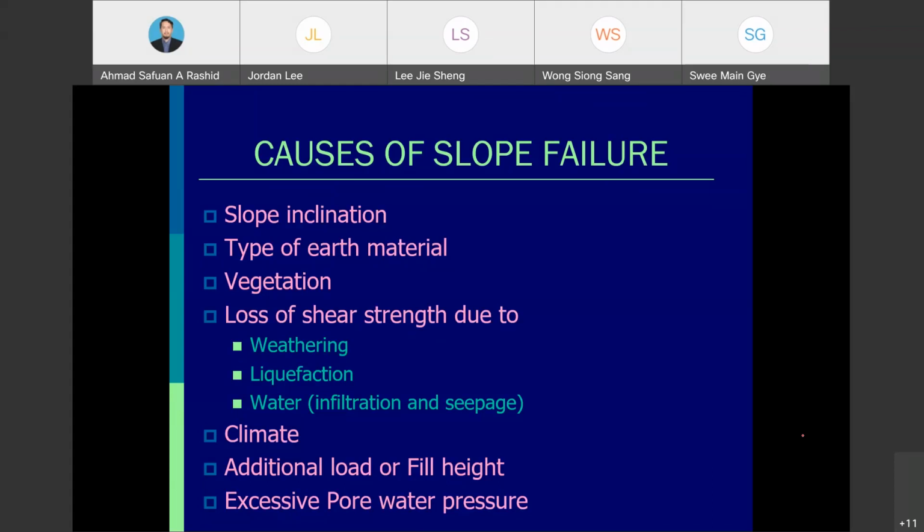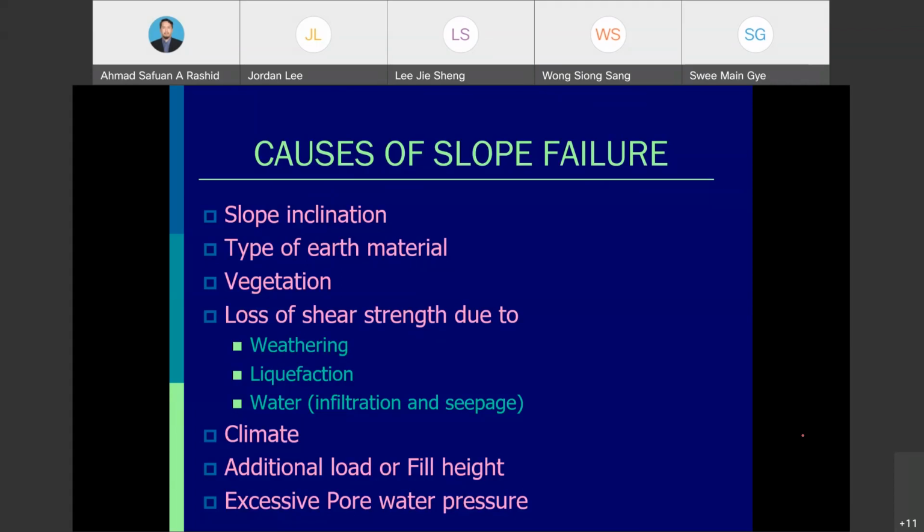Vegetation, for example grass, can reduce the erosion on the slope surface. Also there are some plants where the roots can contribute as additional resisting force. However, on some occasions the weight of the plant can also contribute to the driving force.